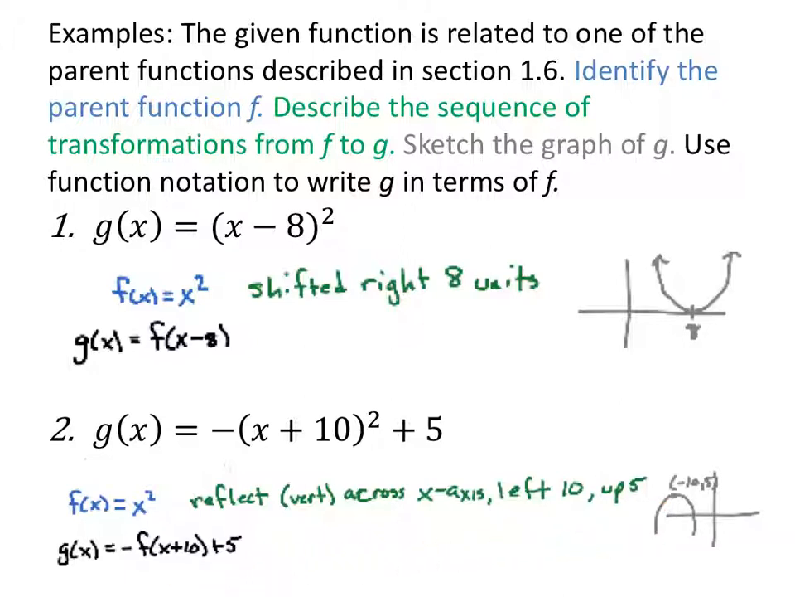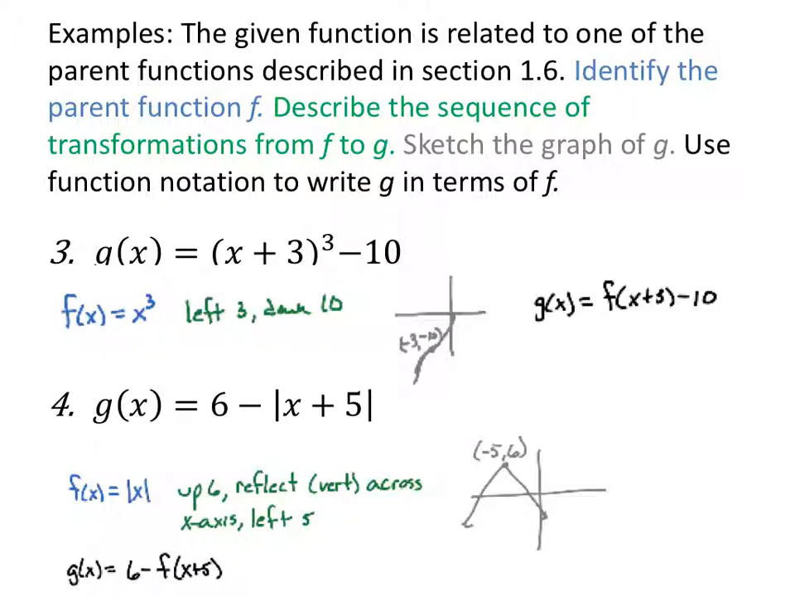If I wanted to write this in function notation, remember f of x is x squared. And that's the only thing we really replace. We still have the minus sign for a reflection. We still have the x plus 10 to tell us that we moved to the left 10. And we still have our plus 5 on the outside to tell us we went up 5. But instead of calling it the squared, we call it f of x plus 10 with a negative in front and a plus 5.